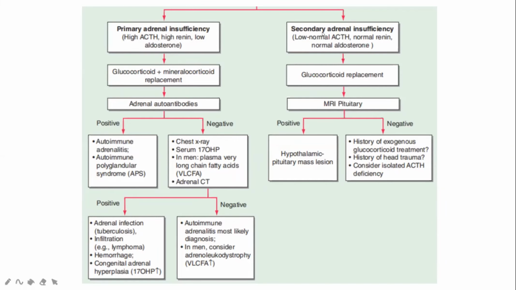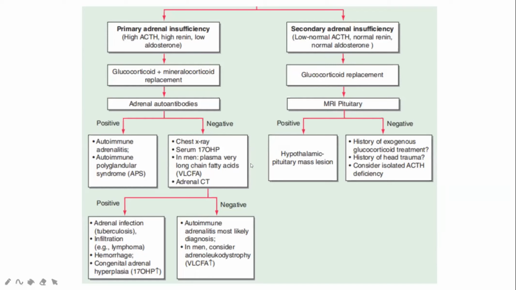Now, with regards to secondary adrenal insufficiency, of course, there should be low to normal ACTH, normal renin, and normal aldosterone, since again, aldosterone production is not affected. So the mainstay for the treatment would be glucocorticoid replacement. And with regards to the imaging, we can perform MRI of the pituitary gland, and it would be positive if we would be able to identify a hypothalamic pituitary mass lesion.